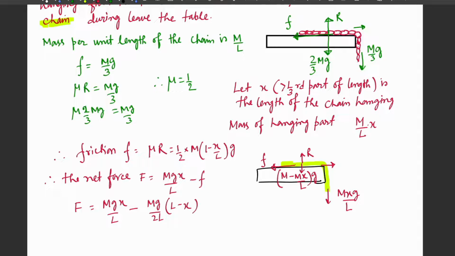The acceleration acting here, this is A, is force by mass. So A is g by l into x minus half of l minus x.